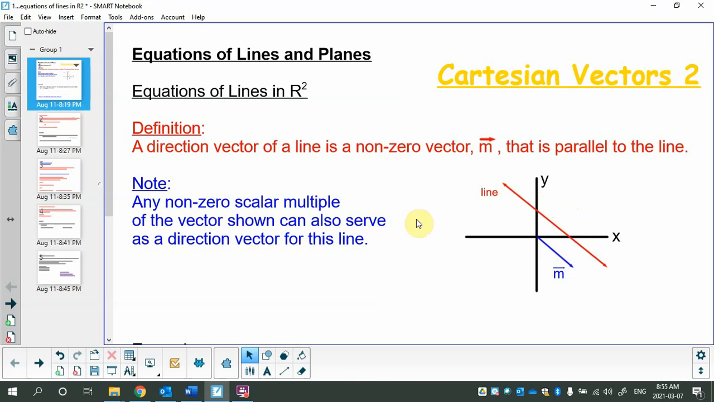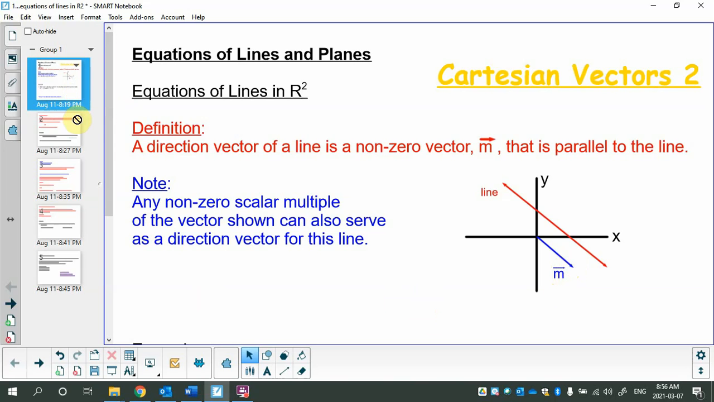So that means that this direction vector could be 2, -2. It could be 3, -3. It could be 1, -1. What I like to do is have it in its most reduced form, so the smallest non-zero scalar multiple, meaning a multiple of 1. That's my tendency and most textbook tendencies.